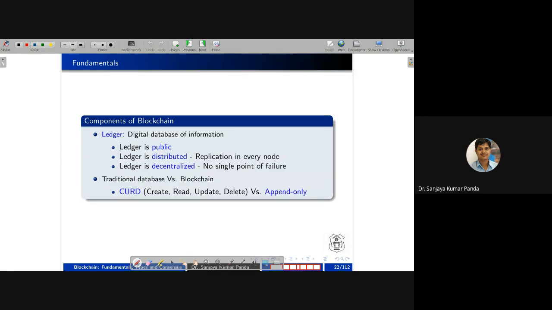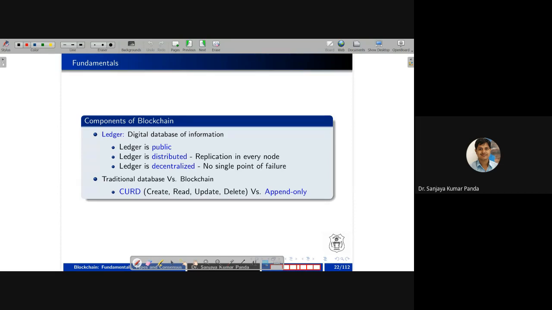Coming to another component of the blockchain, that is called the ledger. Like I mentioned, each and every node in the blockchain contains the ledger. There may be some part of the ledger, or maybe the complete transaction history. The ledger may be public, meaning anybody can join the network and download a copy of the ledger. Or the ledger is distributed, meaning each and every peer gets one copy of that ledger, which contains duplication. The same thing appears in multiple places, which we call a replica. A replica of this ledger is available in each and every node. That's why we call it distributed.